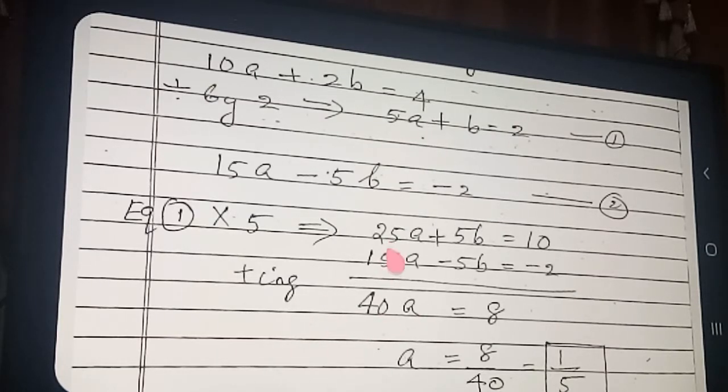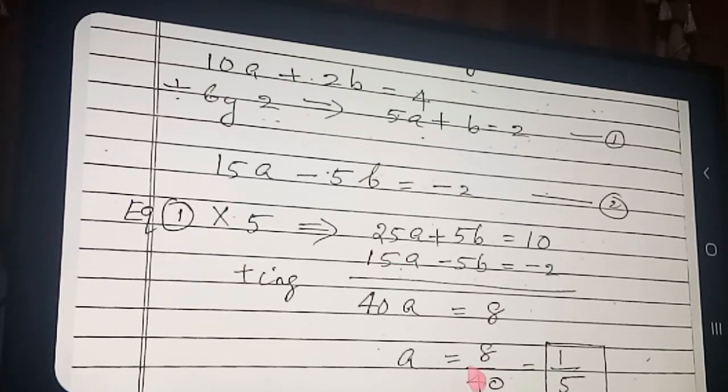So what you got adding? 25 plus 15, 40a. Then plus 5b minus 5b cancelled. 10 plus minus 2 means 8. Therefore a is equal to 8 by 40. That means 8 up and down cancel. So what you will get? a is 1 by 5. Value of a how much got? 1 by 5. Okay.